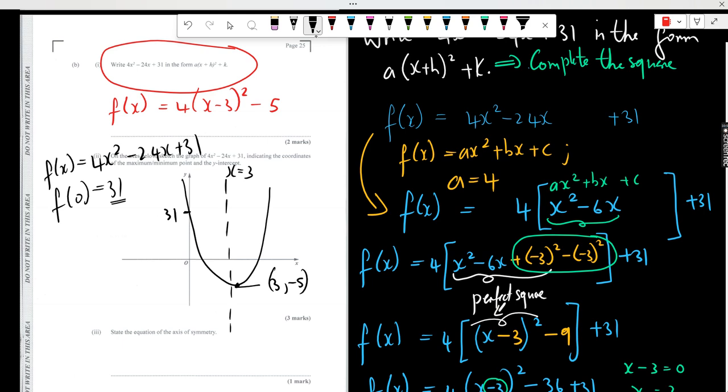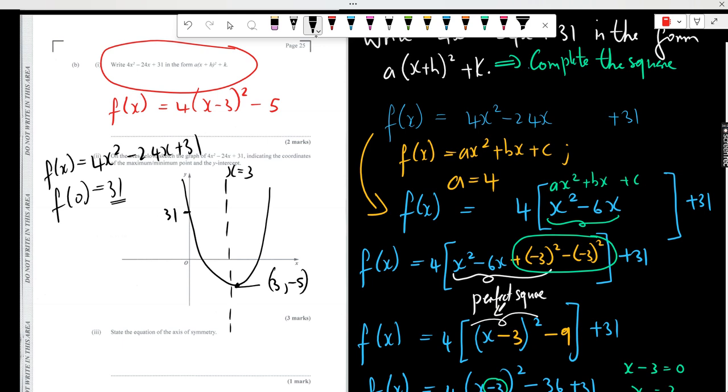What does it mean by the line of symmetry or the axis of symmetry? Is that clear? Yes, sir. So when we speak about the line of symmetry of a quadratic, it's the line which basically cuts the curve in two halves, and it is a vertical line through the turning point. The turning point is the point 3, minus 5. So the line of symmetry is x equals 3.